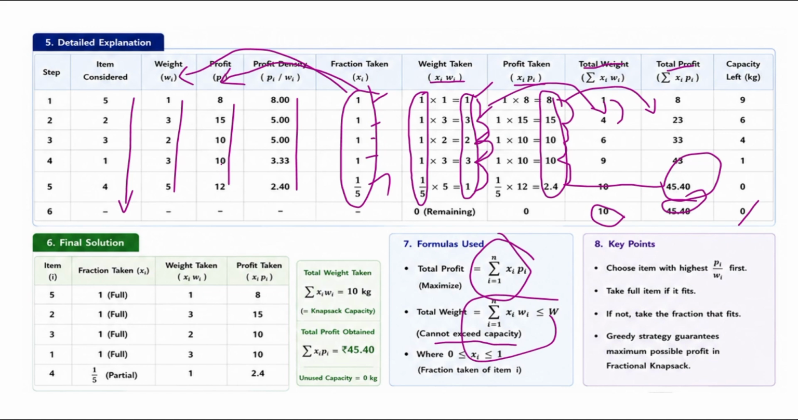We take the first item based on the highest profit density ratio. Then add the items one by one based on the available knapsack capacity.